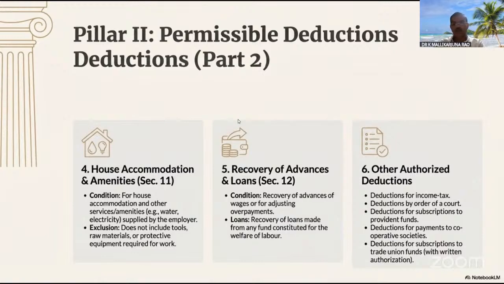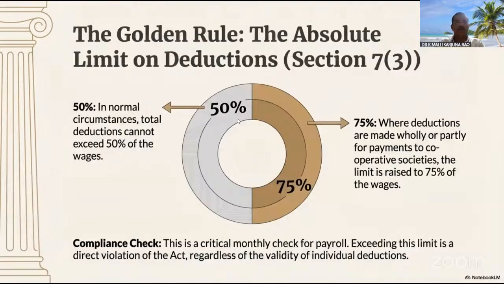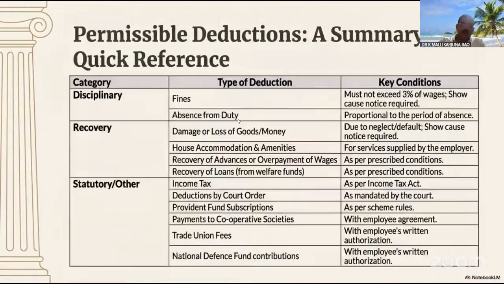We authorize this as government servants. Then the golden rule: the absolute limit for deductions in normal circumstances cannot exceed 50%. The total deduction cannot exceed 50% of wages. Sometimes 70% deductions can be made, where payments to cooperative societies are involved; the limit can be raised in these cases.